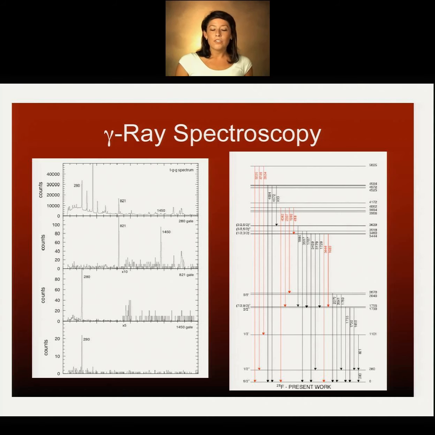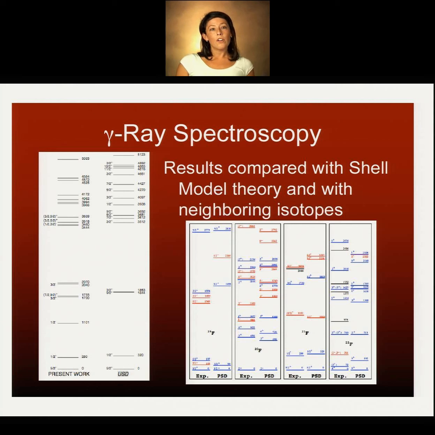Once you have built up a level scheme, you compare your results with shell model theory, and you also compare it with surrounding isotopes. And from your results, you can extract more information about the nuclear structure in the region you are studying.